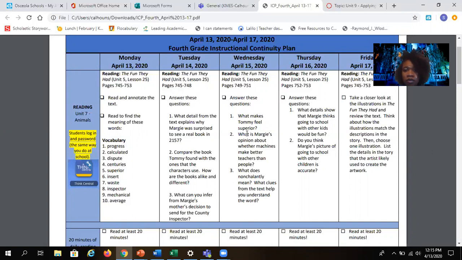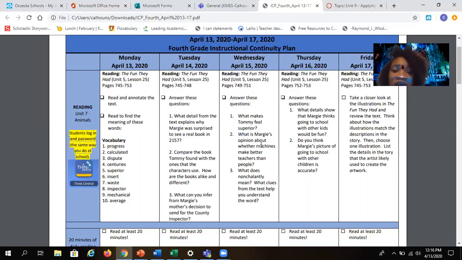Then when you get to 1 on Wednesday, April 15th, it says, what makes Tommy feel superior? Superior. You have to figure out what the word superior means. And then think about what made him feel like he was better, gave you a hint, than Margie. 2 under that one is, what is Margie's opinion about whether machines make better teachers than people? So that's where you're going to have to go back to the text and see where it says the word teachers and people were teachers. And that's going to help you answer that question.